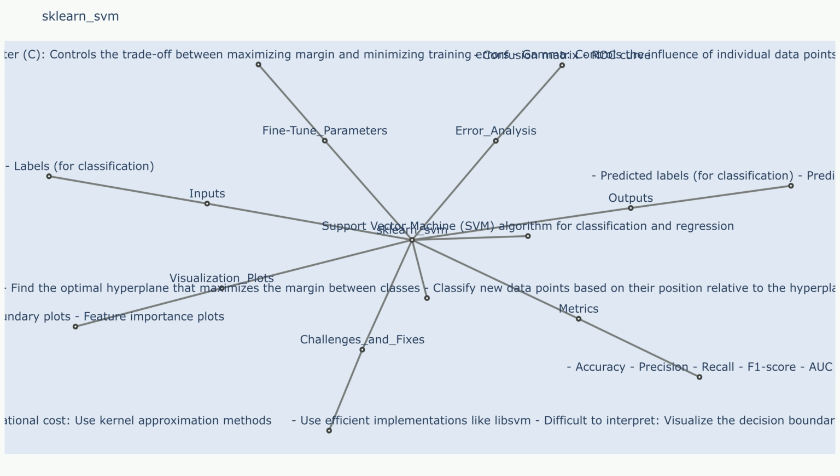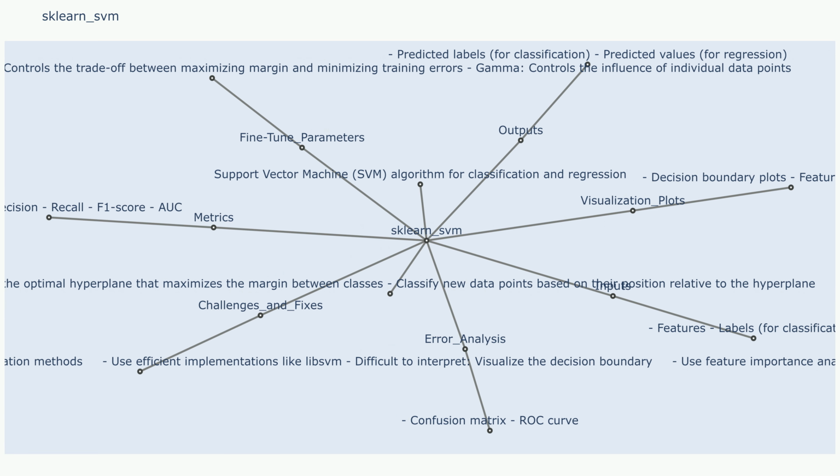Inputs. Input 1. Explain in detail training data X, a two-dimensional array or pandas data frame containing the features or independent variables used for training the SVM model. Each row represents a data point, and each column represents a feature.